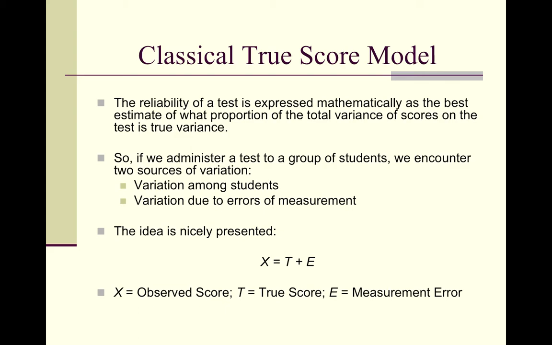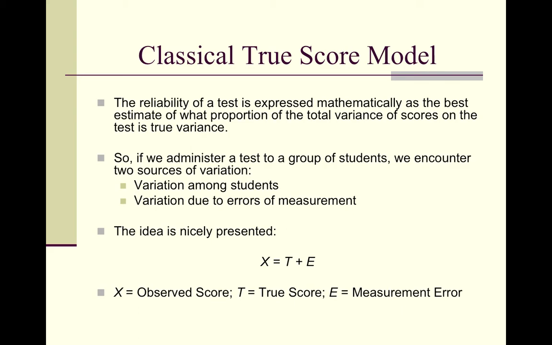So guys, if we administer a test to a group of students, we encounter two sources of variation. We encounter the variation among the students. Scores will certainly vary from student to student, though not always. I've actually had scores with very, very little variation, but I don't think I've ever had a class where everyone scored the same. We've all had tests where there's more variation than others. And then there's variation due to errors of measurement, which is more specific to the student.